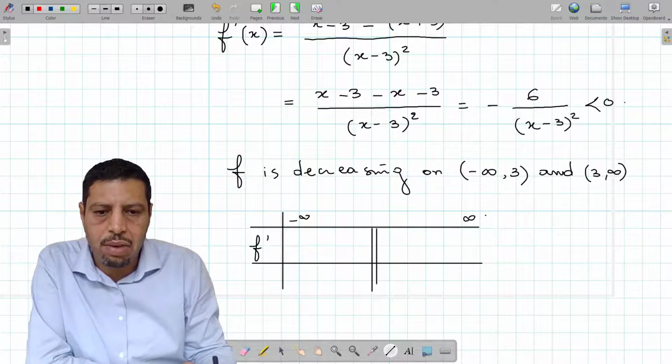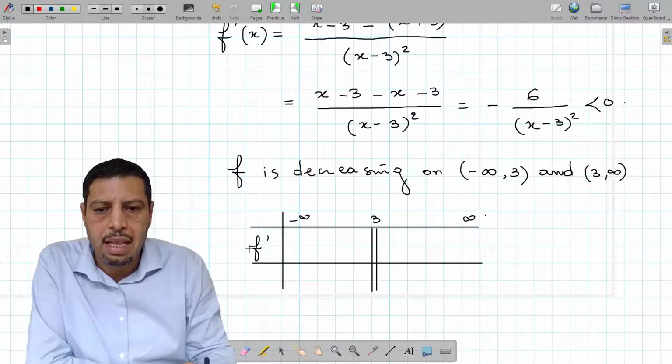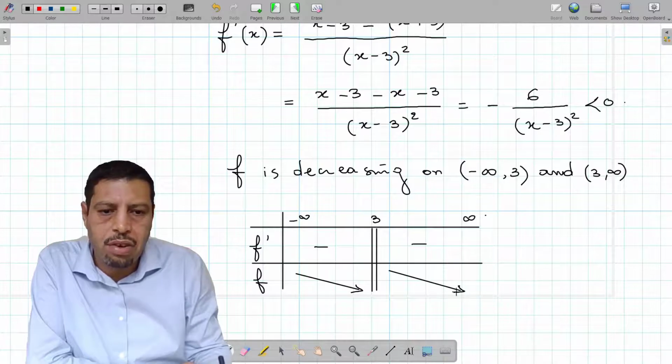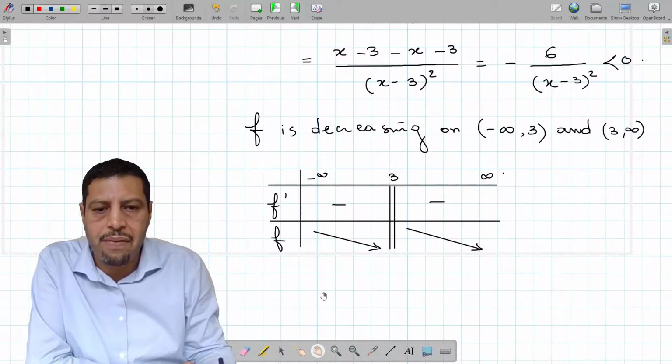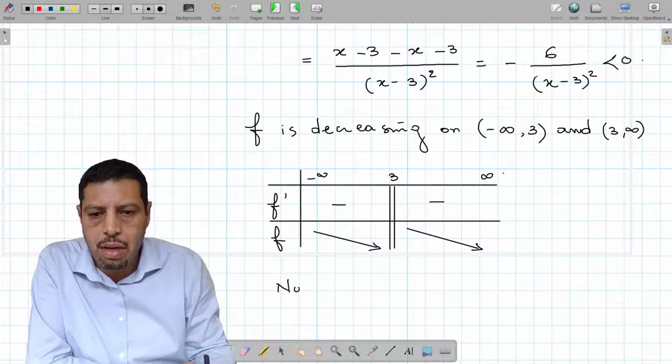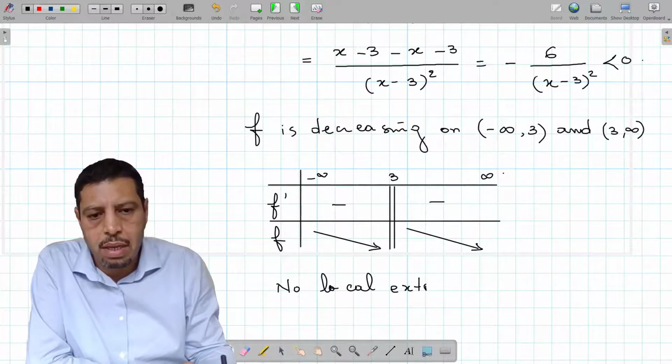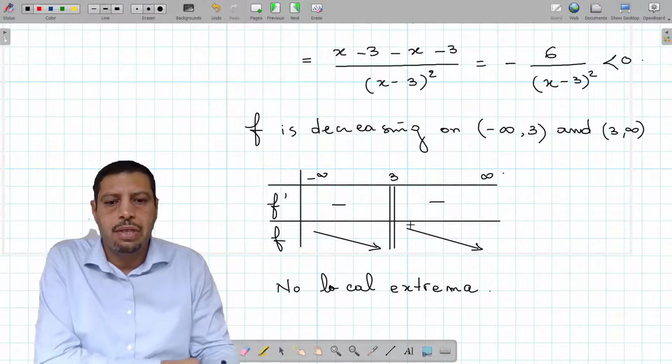It's not defined at 3, so I will put a double vertical line here, which means that f prime and f are not defined there. It's always negative, so you can see that f will be decreasing and then decreasing. Since f is always decreasing, there is no local extrema for f, okay? So no local extrema. The sign chart here is optional, just to see how the function behaves on its domain, okay? So no local extrema.